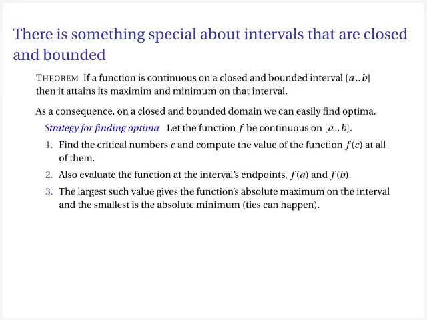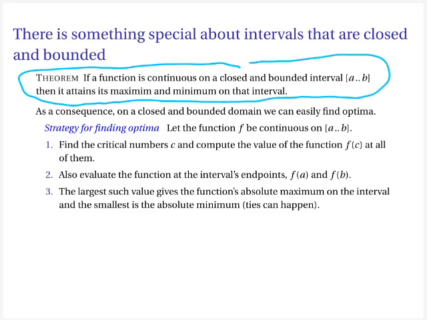So there's something special about intervals that are closed and bounded. The interval in the prior slide that was open doesn't allow us to obtain our optima. So the theorem goes that a function that's continuous on a closed and bounded interval attains its maximum and also attains its minimum. A closed and bounded interval starts at some point A, ends at some point B, and includes both the endpoints. So a function that's continuous on a closed and bounded interval must attain its maximum and must attain its minimum.